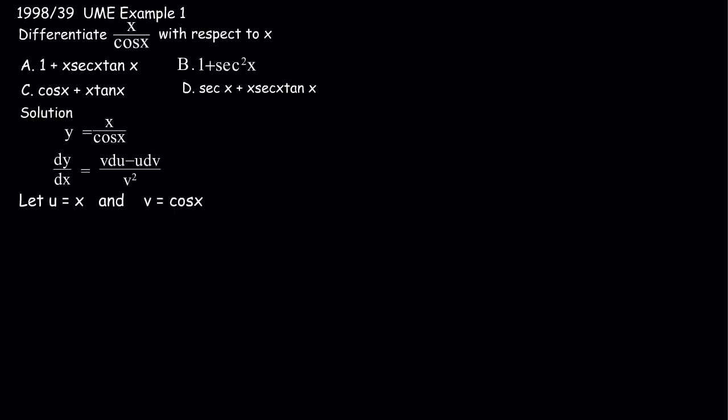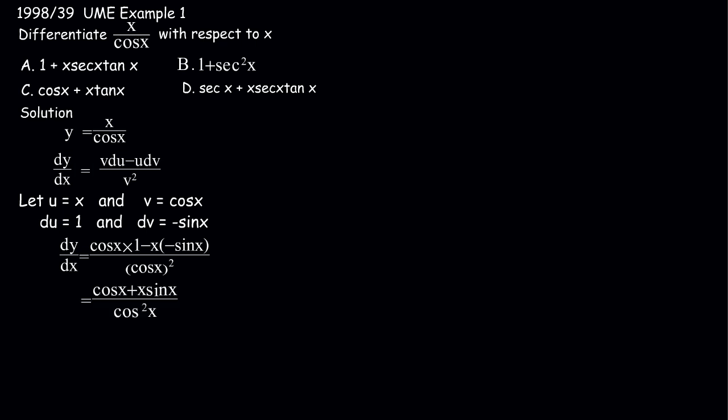Let u be equals to s and v be equals to cos s. So finding du, that's differentiating s, du will be equals to 1 and dv will be equals to minus sin s. Now substituting for u, v, du and dv in our formula, dy over dx will be equals to cos s times 1 minus s in bracket minus sin s divided by cos s in bracket squared.